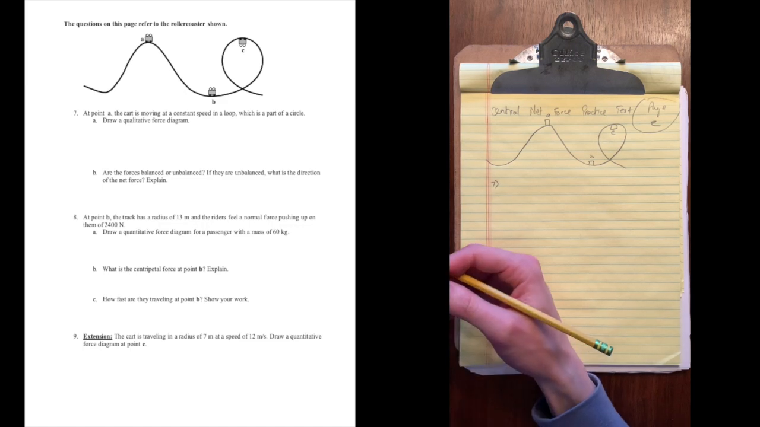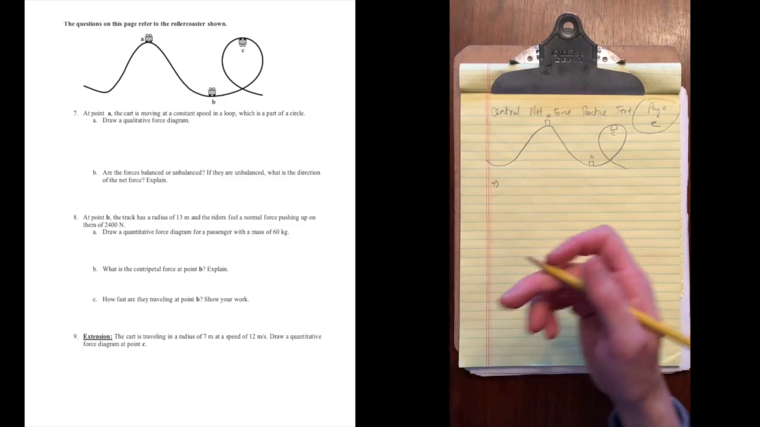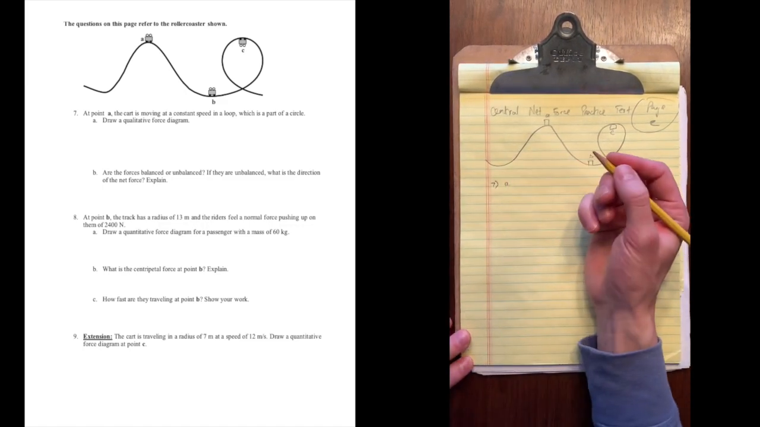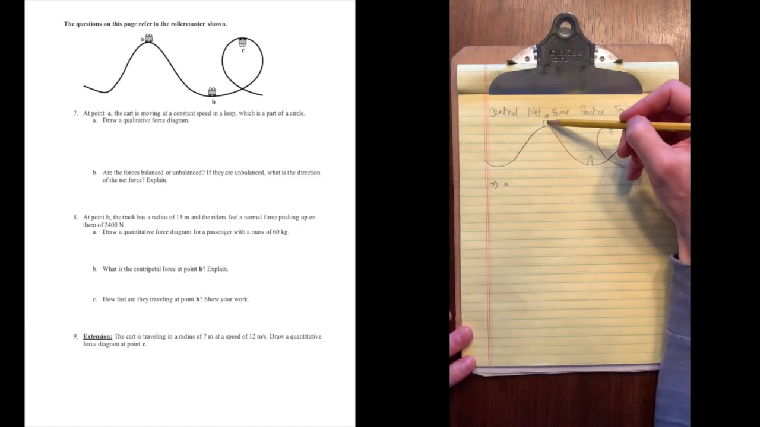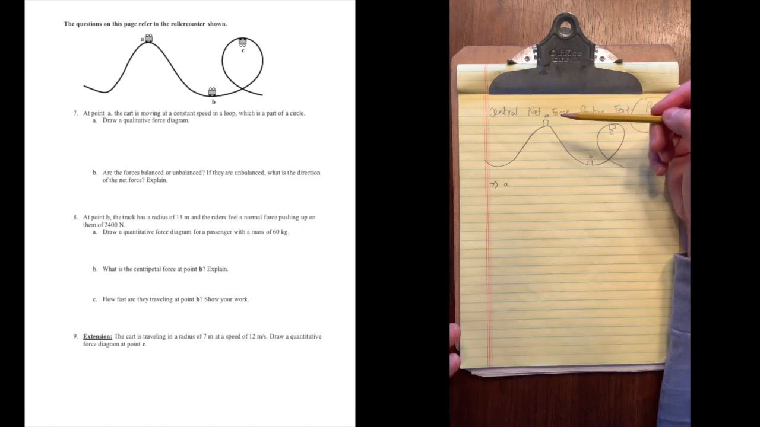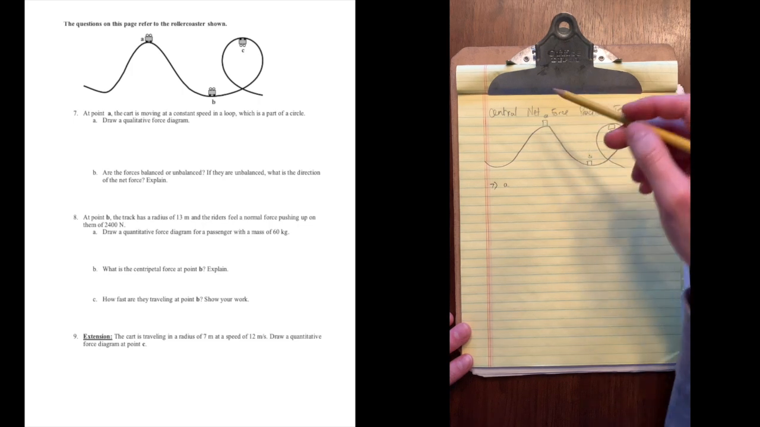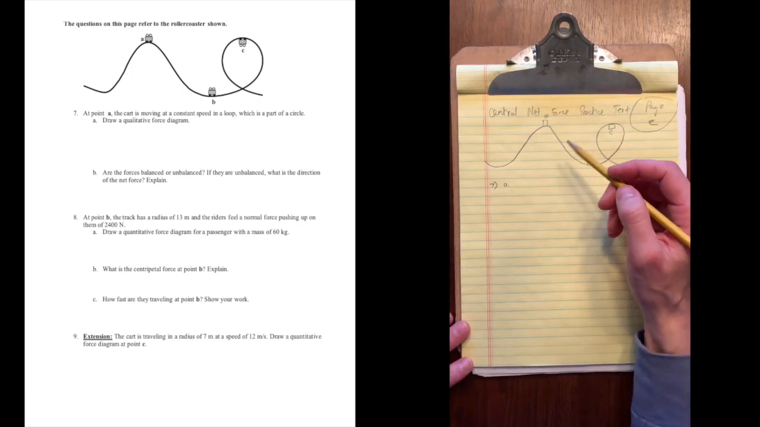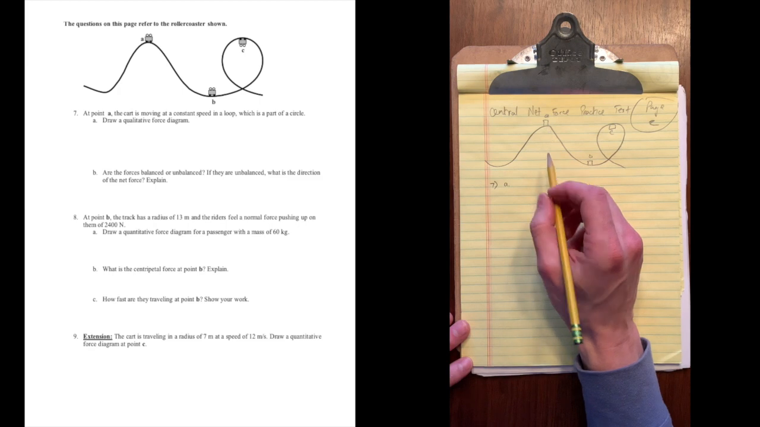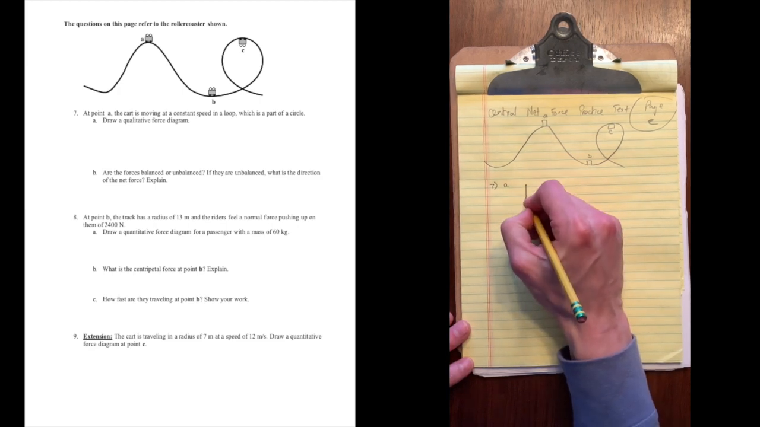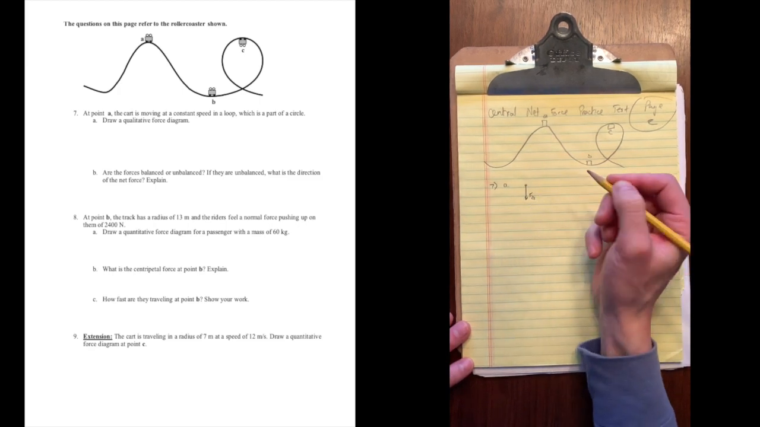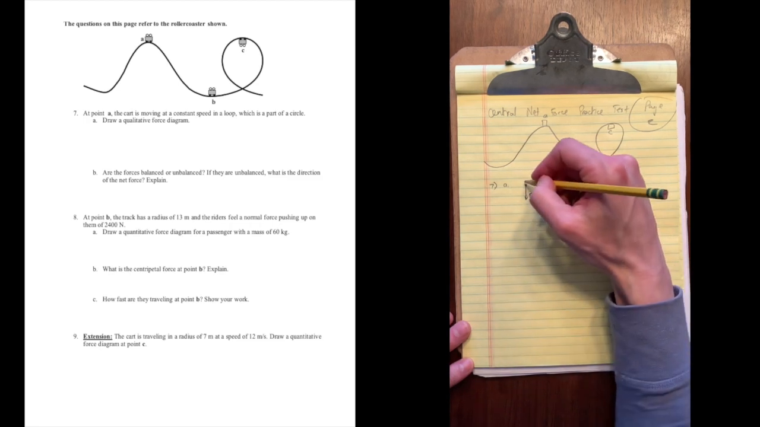So at point A, the cart is moving at a constant speed in a loop, which is a part of the circle. So draw a qualitative force diagram. So again, qualitative meaning there's no numbers, just sort of what is happening. So here's A. Kind of the same sort of situation we've been going through. We're ignoring friction on a roller coaster, and there's nothing accelerating it. So the only forces are gravity pulling the cart down, and normal force, which is pushing up.